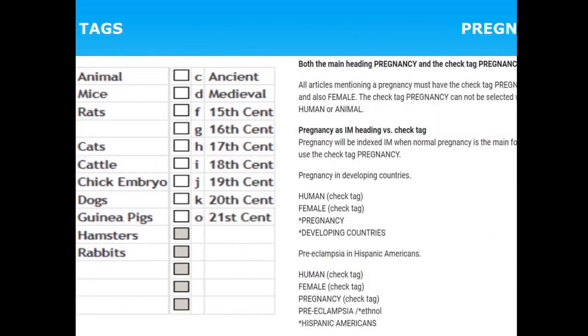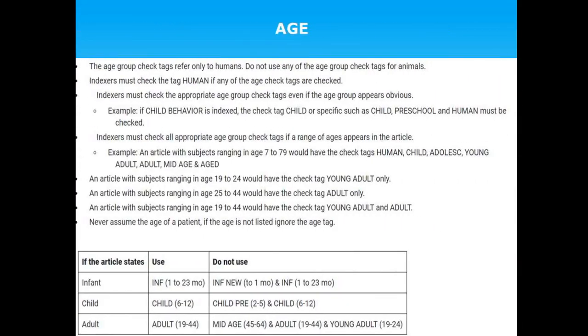Simple. Fine. So the indexer must check the tag human if any of the age tags are checked. If an age tag is checked, you have to automatically include the check tag human. For animals we don't include age tags. Indexers must check the appropriate age group check tags even if the age group appears obvious. You must check the appropriate age groups.